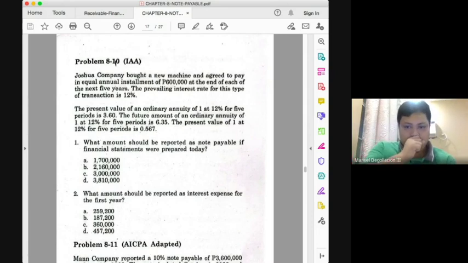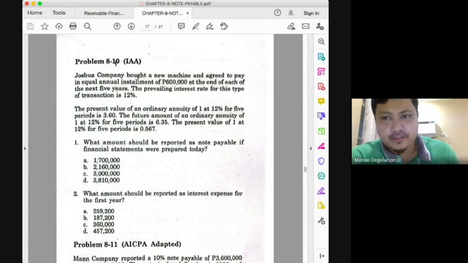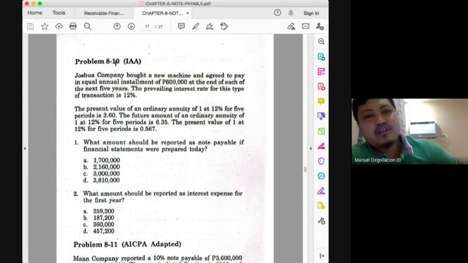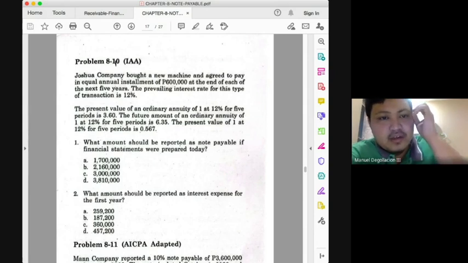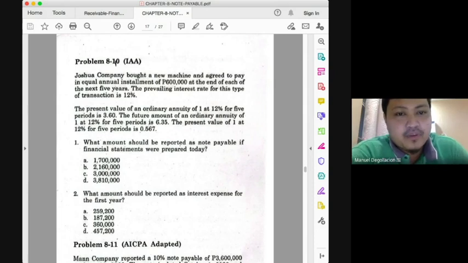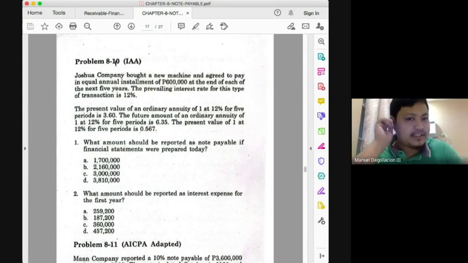Let's deal with problem 8-10 first. Here, Joshua Company bought a new machine and agreed to pay in equal installments of 600,000 at the end of each of the next 5 years. The prevailing interest rate for this type of transaction is 12%. The present value of an ordinary annuity of 1 at 12% for 5 periods is 3.6. The future amount of an ordinary annuity of 1 at 12% for 5 periods is 6.35. The present value of 1 at 12% for 5 periods is 0.567.